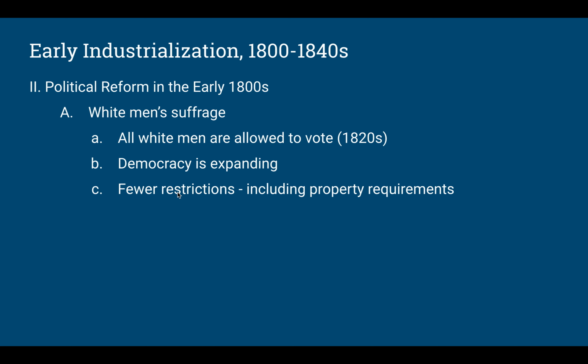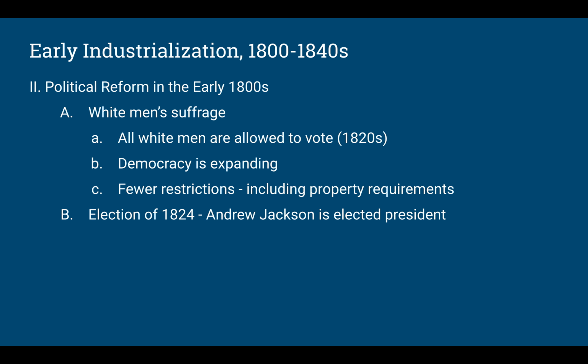And it's because there are fewer restrictions, including property requirements. So these white men that are being allowed to vote no longer have property requirements. It used to be that it was white men with property. Now those property requirements have been lifted or removed, so now it's just white men. Of course, women and people of color are not allowed to vote at this time.